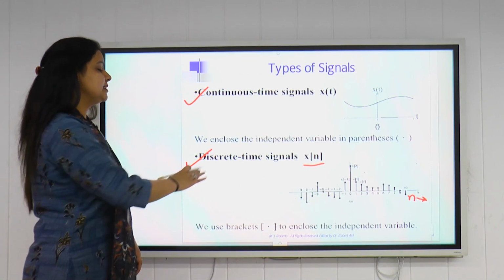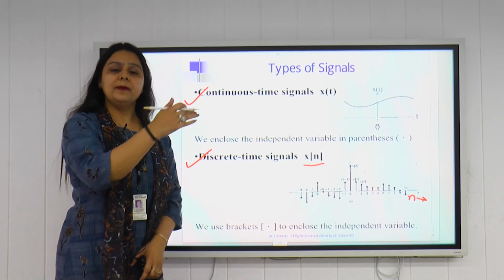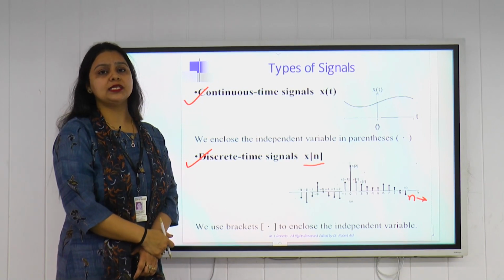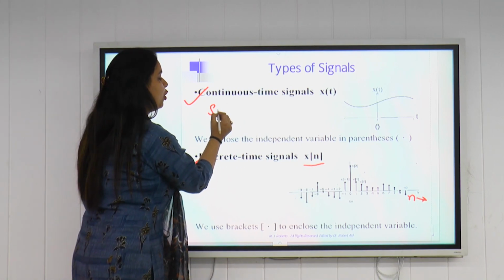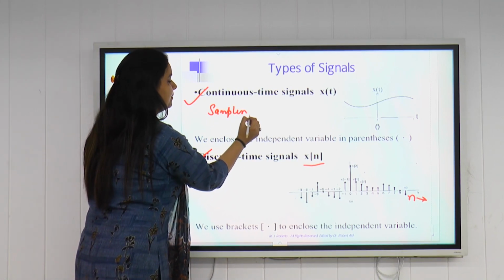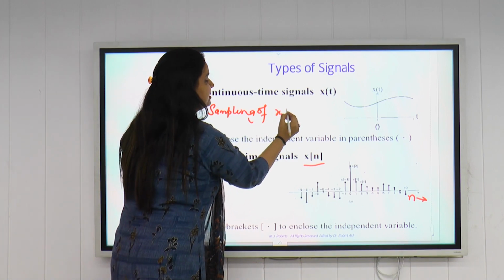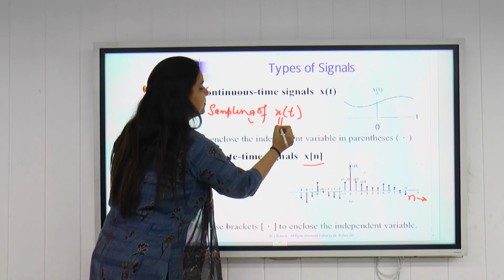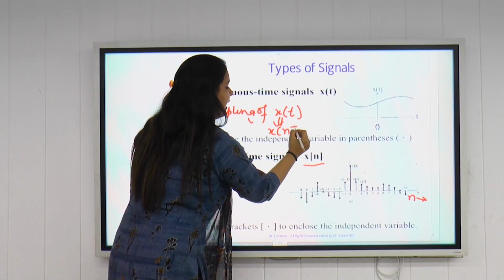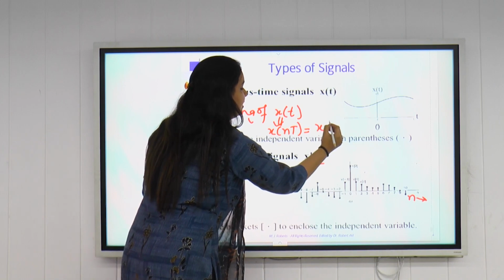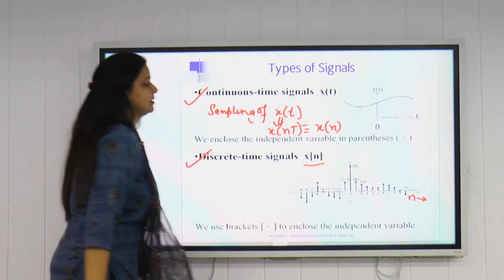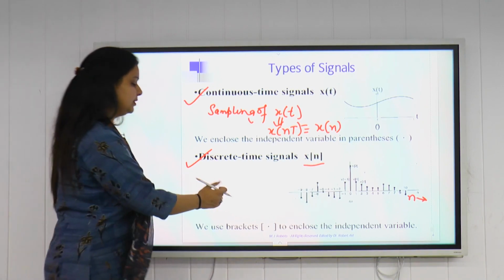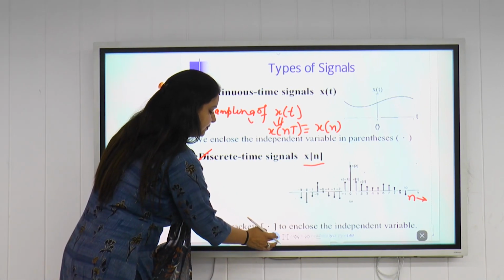Continuous time signals and discrete time signals are the major classifications of signals, and discrete time signals are obtained after the sampling of a continuous time signal. If we sample a continuous time signal x(t), then we get x(nT). If T is 1, then we get x(n). So whenever we sample the input signal or continuous time signal, we get the discrete time signal.